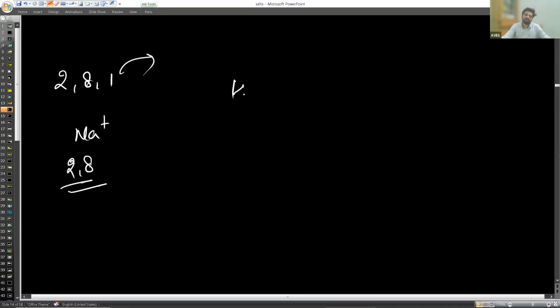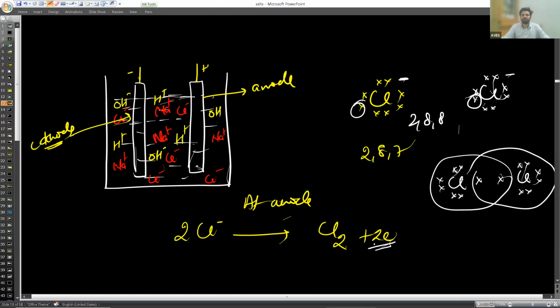So the H positive ions will attract electrons at the cathode, the negatively charged rod. The 2 electrons that were produced here will be gained by 2 H plus ions, one each.